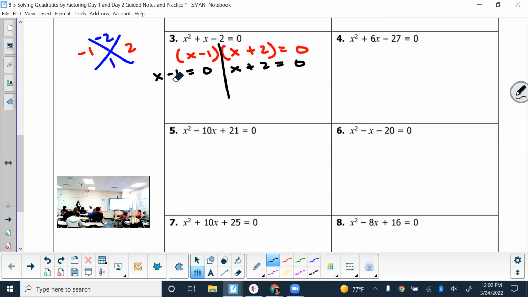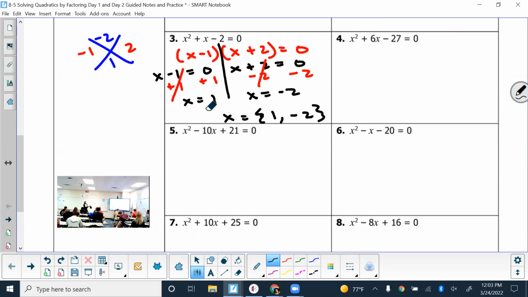How do you get rid of a minus 1? Good. So add 1 to both sides. This cancels. x equals 0 plus 1, which is 1. Over here, how do I get rid of a plus 2? Good. Do that on each side of the equal sign. And then we get x equals -2. Write your answer with the curly braces. 1 and -2 go inside. And that's it.